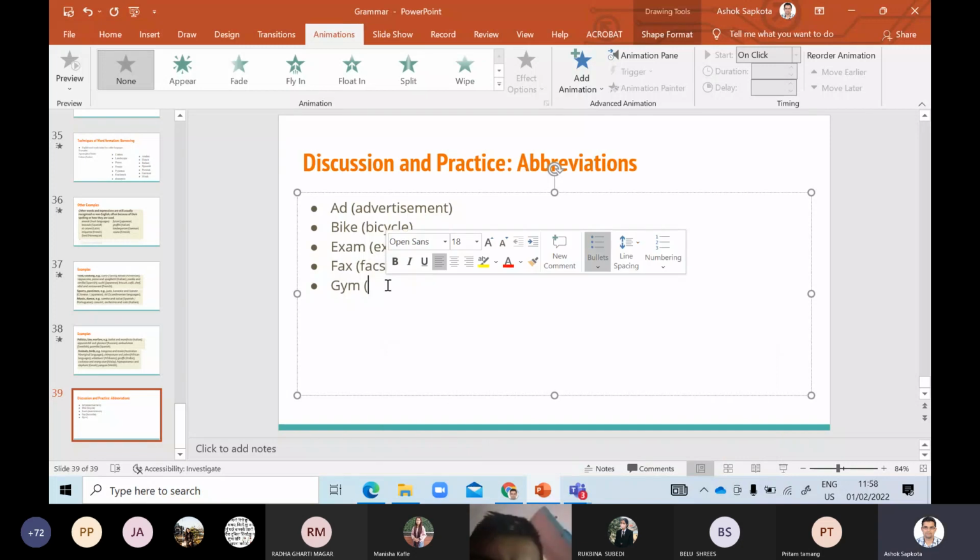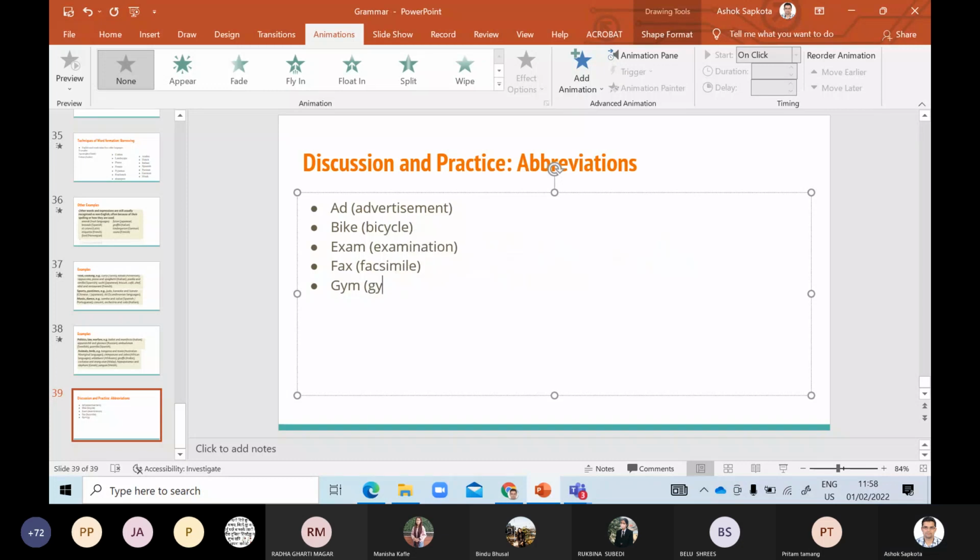Gymnastic. Not quite. No, try again. What is this? Gymnasium. We have a word lab. What is the full form of the word lab? Laboratory. Very good. Fantastic.